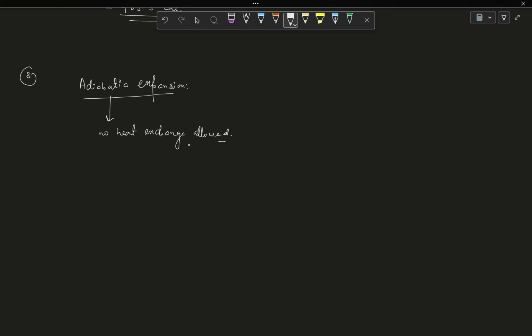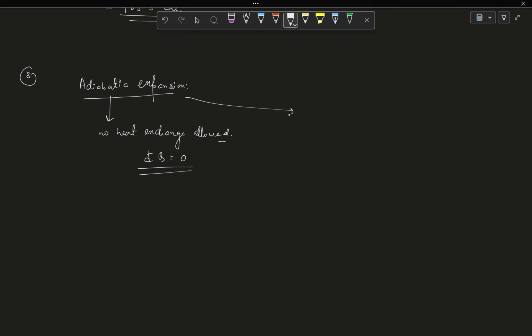So the system is absolutely isolated in terms of heat, it cannot exchange any heat with its surrounding, but work done is allowed. Okay, so your dq will be 0. That heat exchange, or the change of heat dq, equals 0 for an adiabatic process.